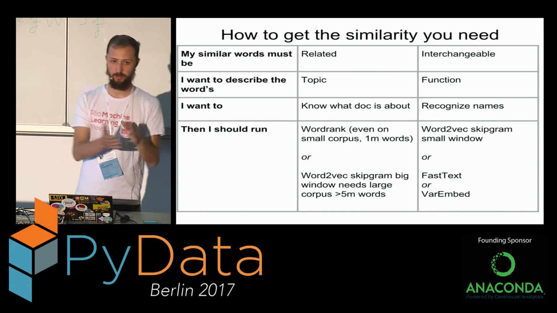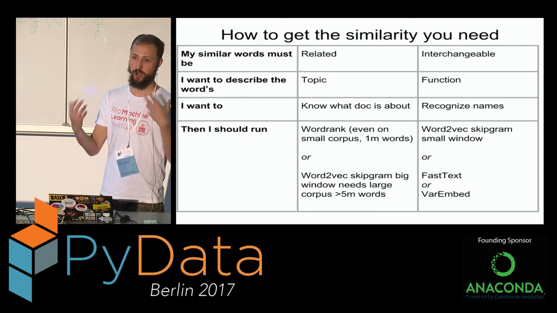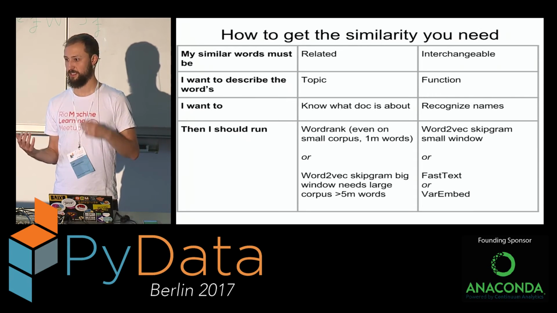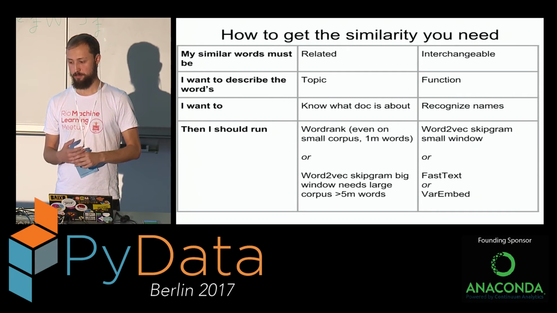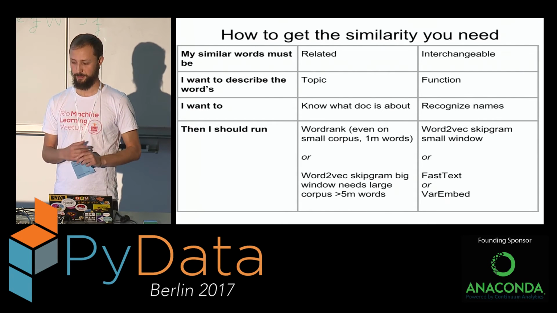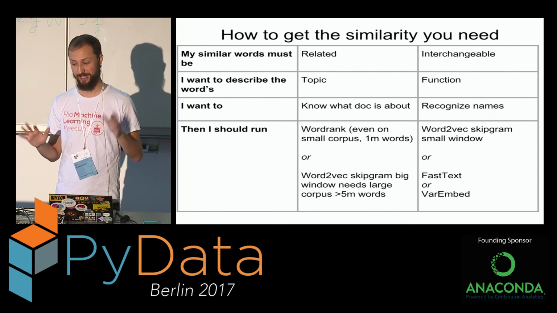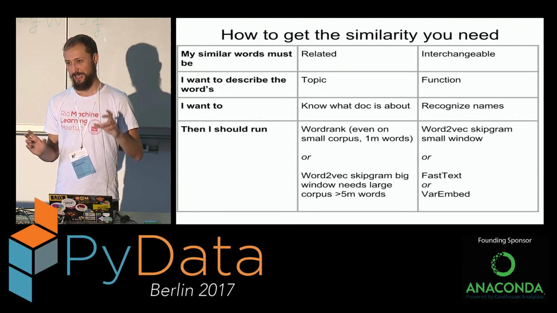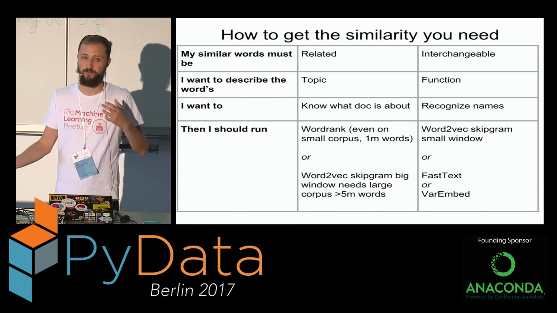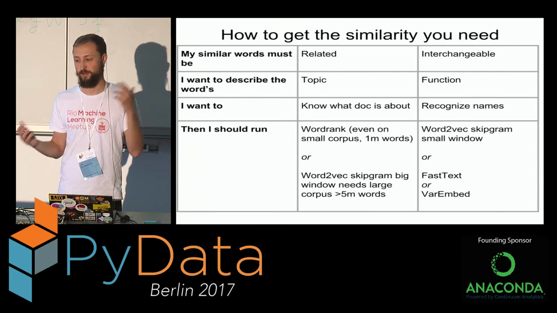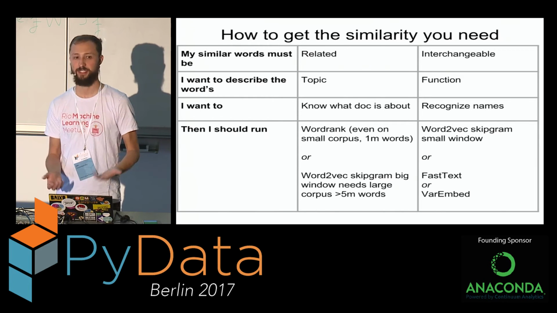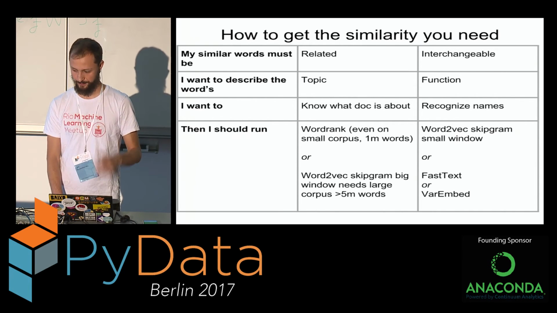If you want your similar words to be related, like clothes and closet, if you want to describe just the topic, and you want to know what the document is about, then you should run wordrank. And even on a small corpus, 1 million words is a very small corpus, wordrank on 1 million words worked just as well as word2vec on 5 million words, for this specific related task. So it's really good for that. It's quite noise resistant because it does the ranking.